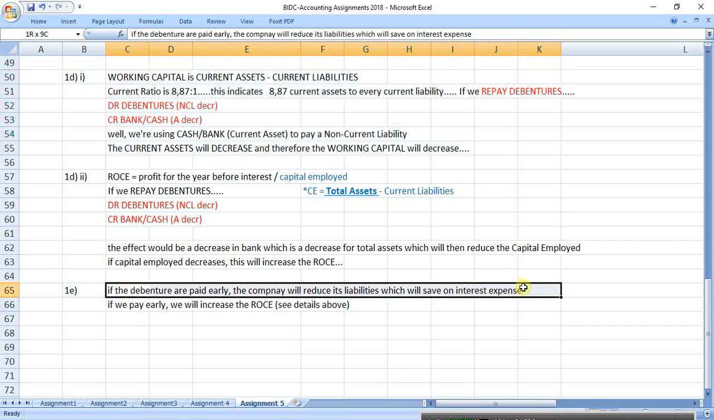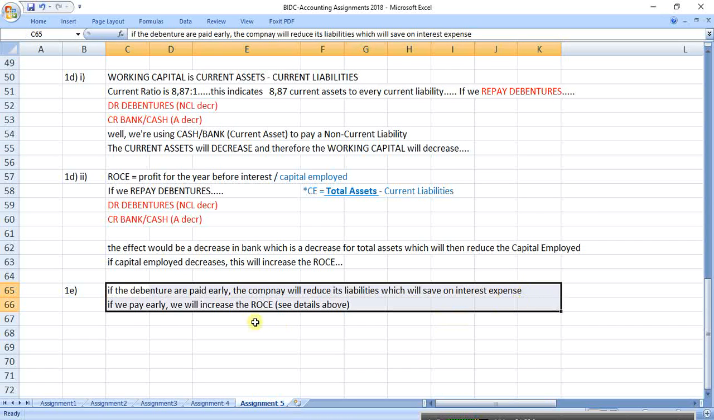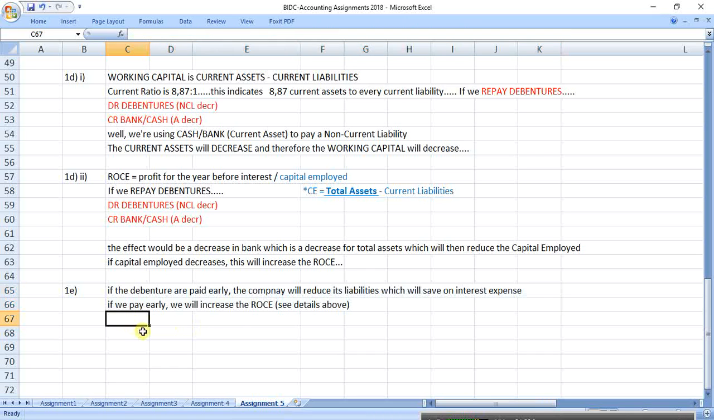Why? They're going to save on interest, they're going to reduce the liability, and they're going to increase the ROCE. Another reason could be, in terms of debentures, we can say it gives a good impression, so you can maybe take out more debt later. So paying off debt (debentures) gives a good impression of the company's management.